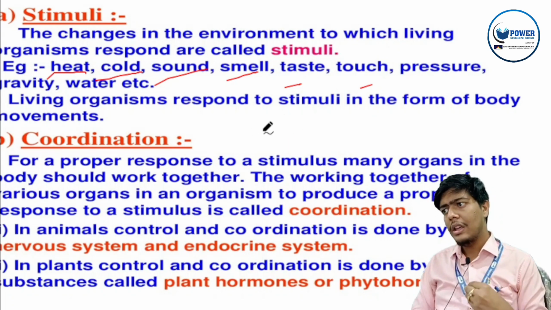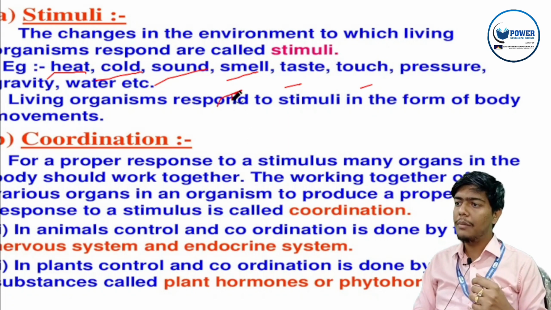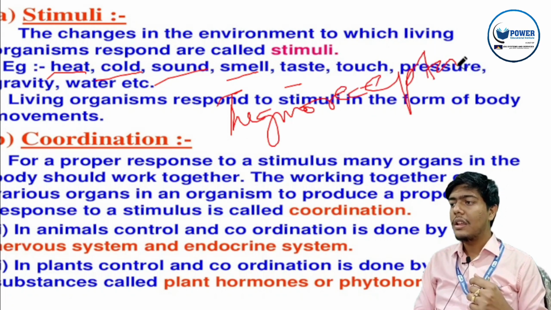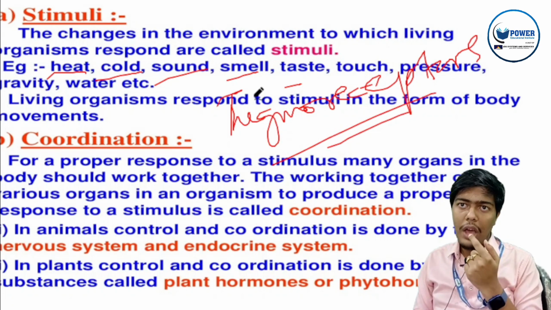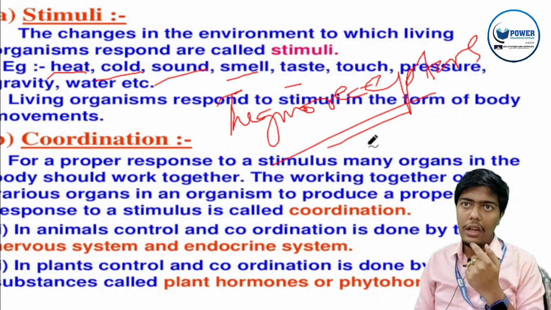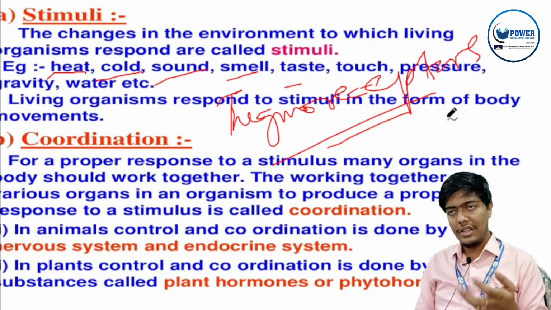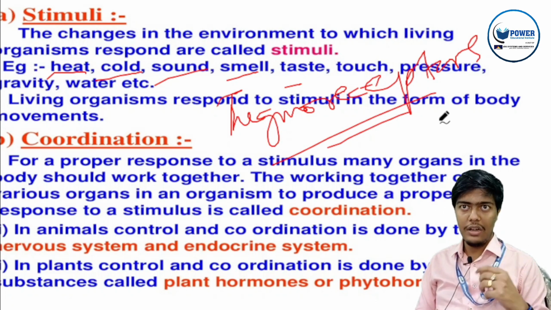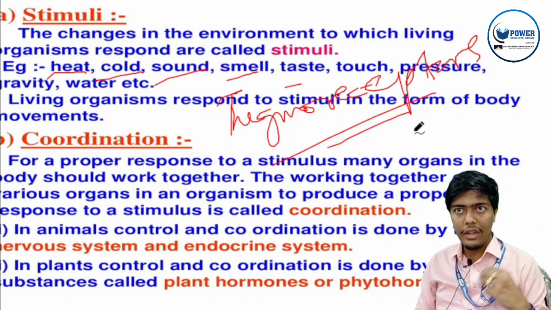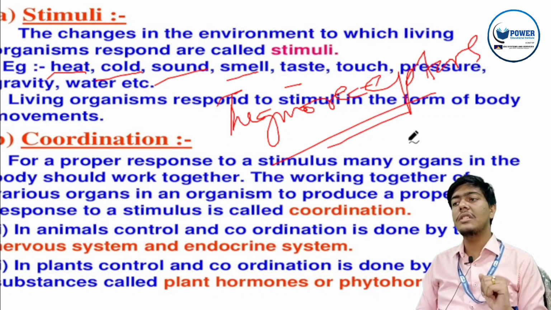So our body has some receptors, like for touch we have thigmoreceptors, which help in the sensation of touch in the skin. We have gustatory receptors in the tongue, that is the taste buds, which help in the sensation of taste. We have auditory receptors for hearing in the ears. So all these receptors help in receiving stimuli.